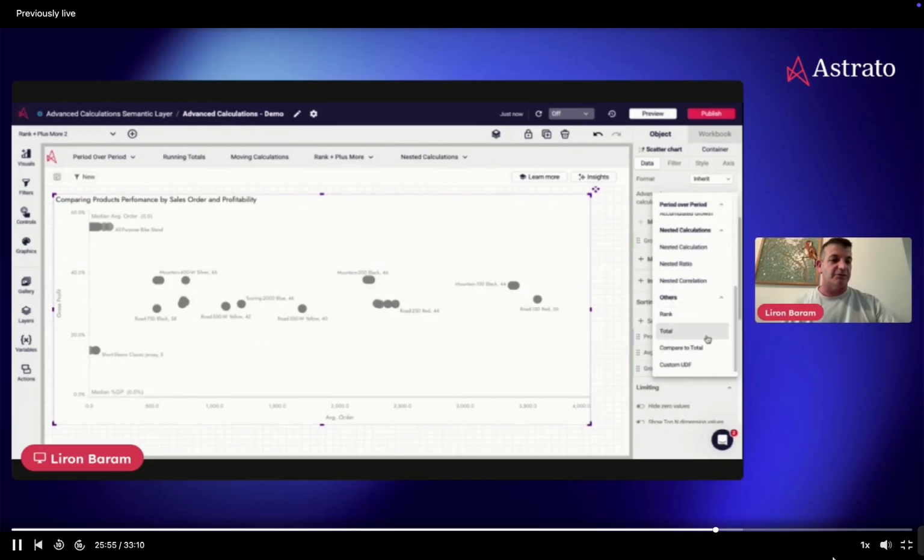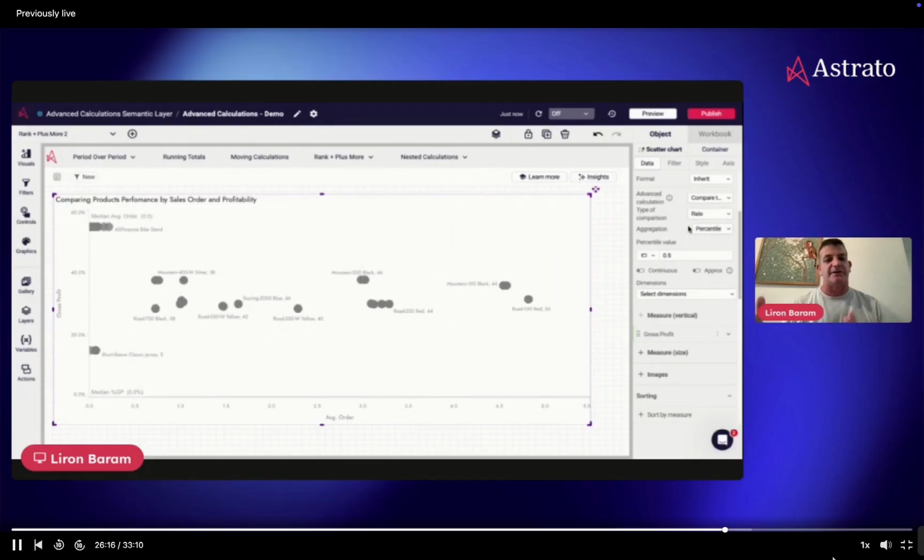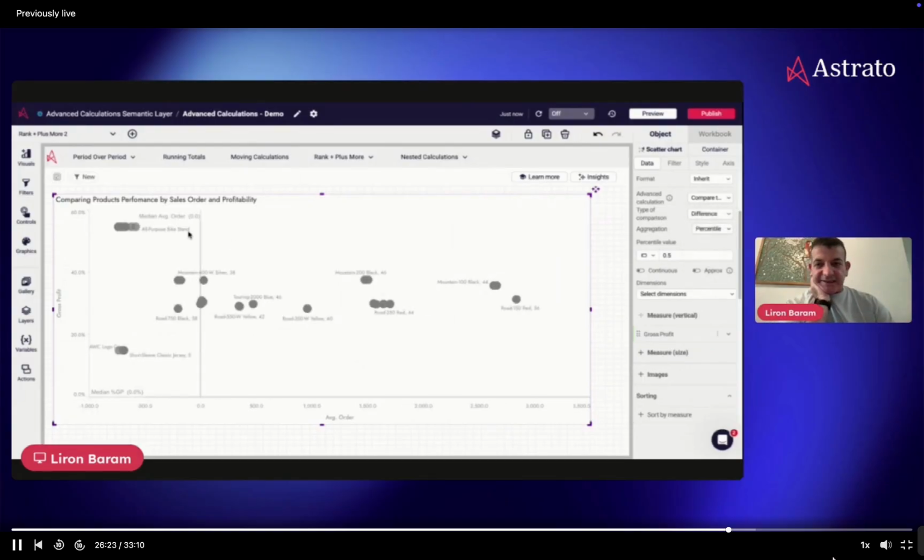So what we are going to use is compare to total, and we are going to use percentile as the function. We will calculate the difference for each product, we can calculate the rate. So how big is the value against the rate of percentile? We can calculate the difference. So this line identifies the median value. So half the products are on the left side and the other half are on the right side.